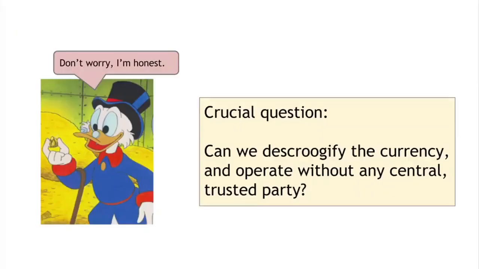So the central technical challenge that we need to solve in order to improve on Scrooge coin is, can we de-Scroogify the system? That is, can we get rid of that centralized Scrooge figure? Can we have a cryptocurrency that operates like Scrooge coin in many ways, but doesn't have any central trusted authority? In order to do that, we're going to need to figure out how to provide the services that Scrooge provides, but do it in a decentralized way, in a way in which no particular party is particularly trusted.